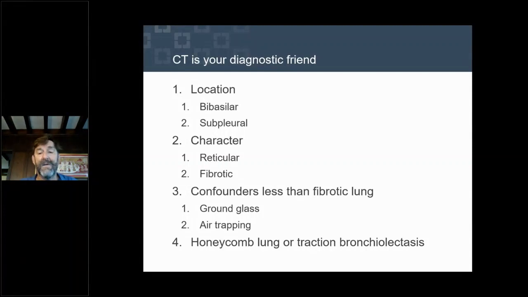And when they're dilated, we call them ectatic. So traction bronchiectasis is when the lung tissue has disappeared, turned into scar, and pulls those bronchioles open and makes them ectatic. And that's a good marker of fibrotic lung disease or idiopathic pulmonary fibrosis.